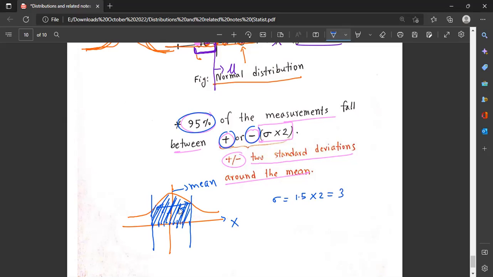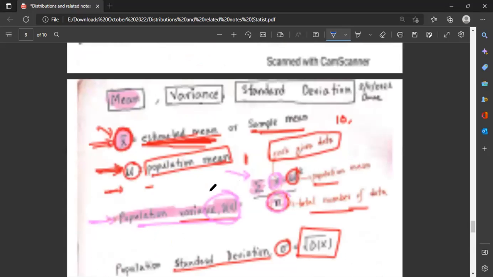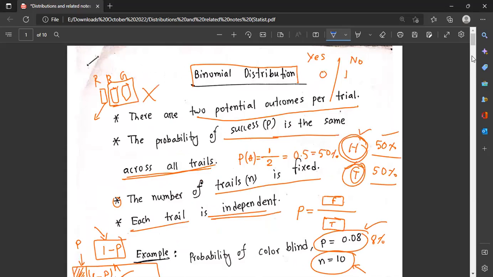That's why you will see this graph so many times. So here I end the distribution part and also some basic part. Now we will go to the homework part.